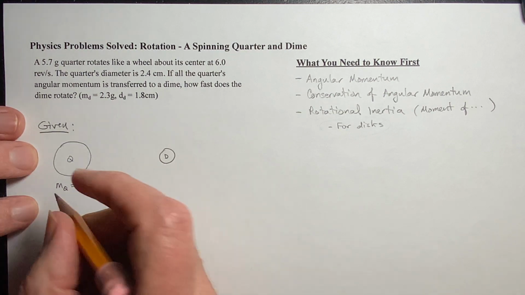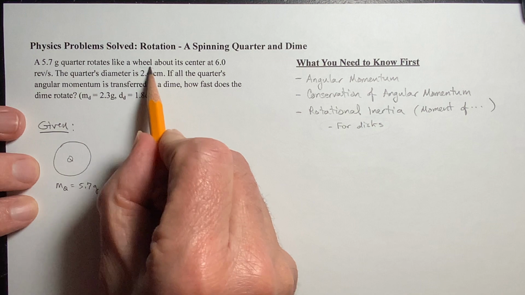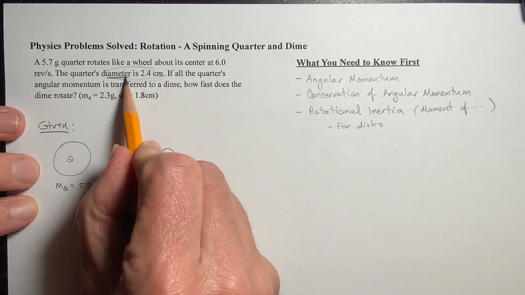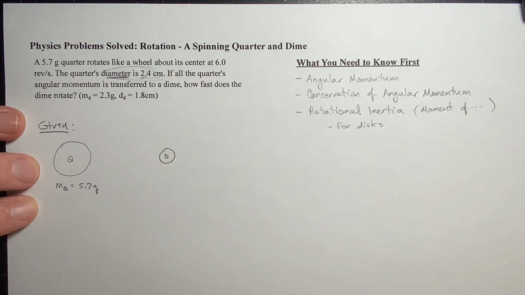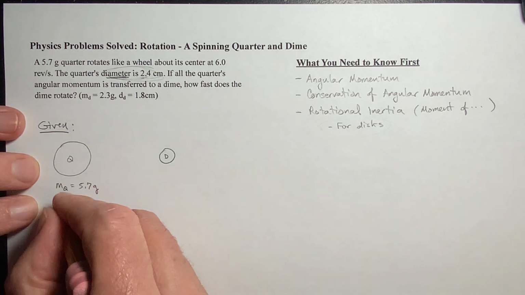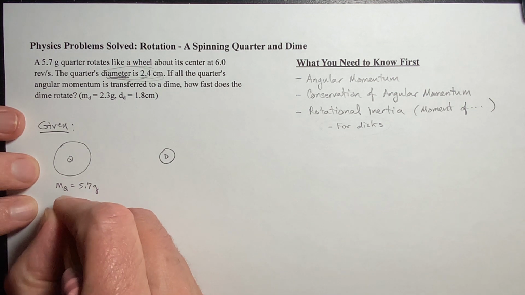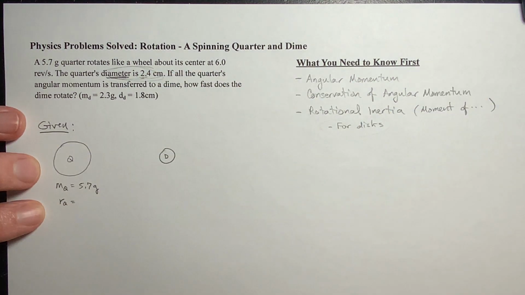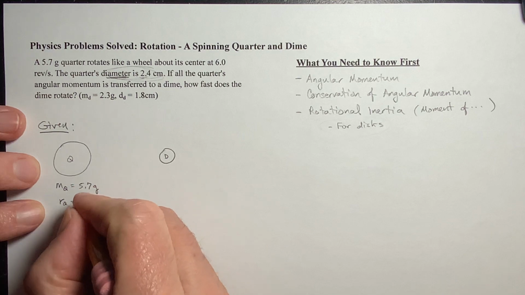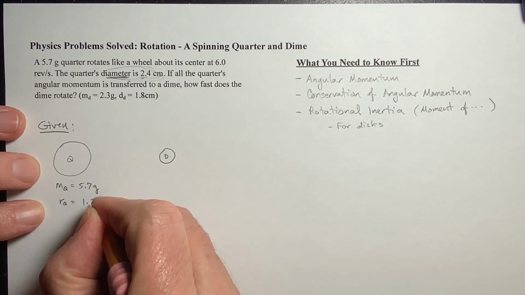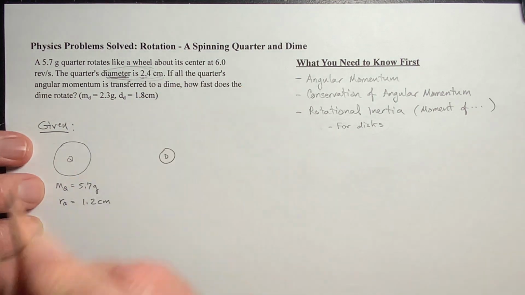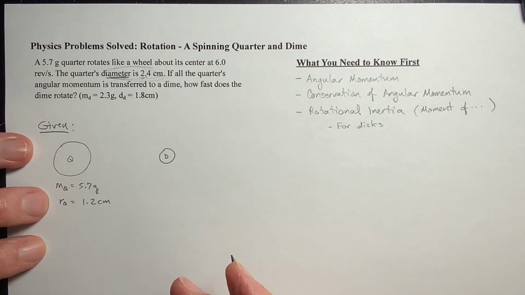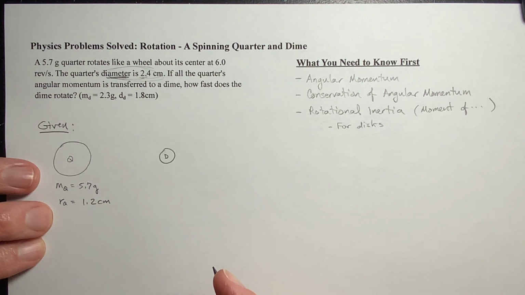Now what I like to do is, if they give me a diameter, I don't like to use diameters. So right away, in terms of what's given, I do a little calculation. What's the radius of the quarter? Because almost everything's based on a radius. Well, 2.4 divided by 2 is 1.2 centimeters, right? If the diameter is 2.4, then the radius will be 1.2, or half of that.